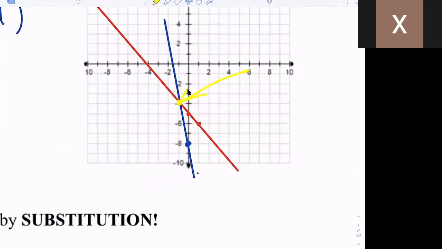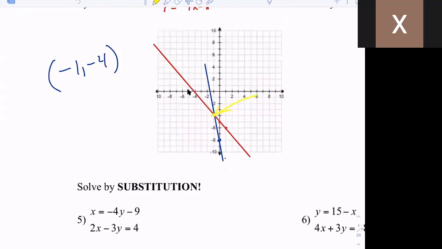Max, anybody? The test is exactly this way. You're going to have 2 graphing problems. You have to do it. All right? If you can't do the graphing, you're not going to do it on the test. All right? Now, moving to the next part.